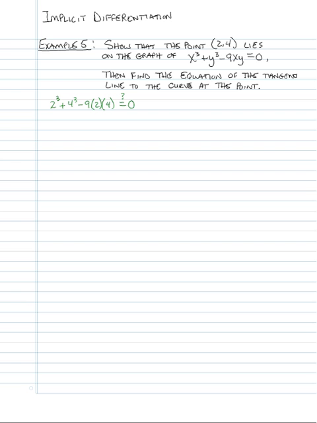2 cubed, of course, is 8. And 4 cubed is 64. And 2 times 4 is 8, and 9 times 8 is 72, so we have a minus 72. And so we want to know if this is true. Well, 8 plus 64 is 72, so we have 72 minus 72 equals 0. And of course, we can see that that's true. So we knew that it was going to be the case, but now we've verified that the point (2, 4) actually lies on the curve.